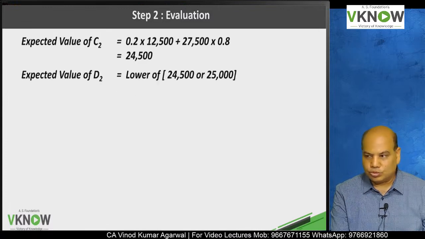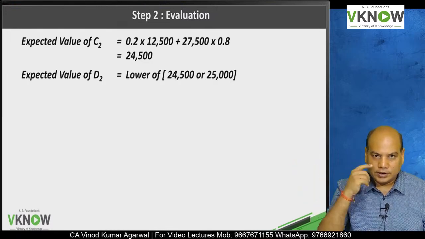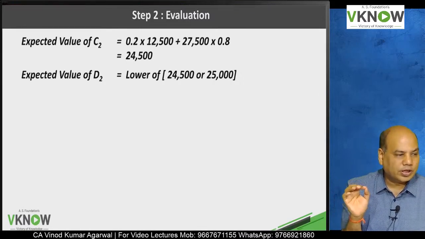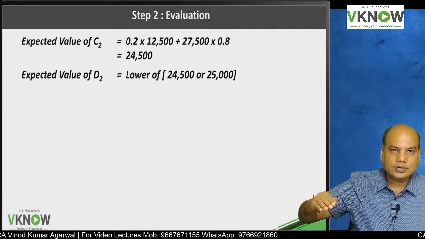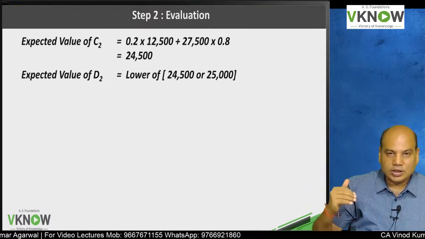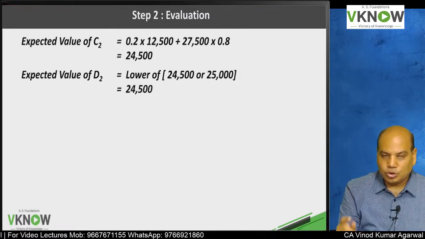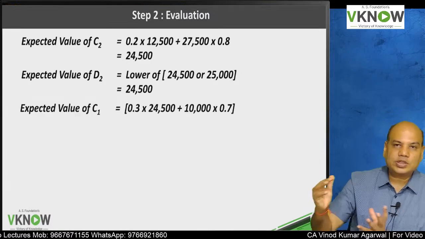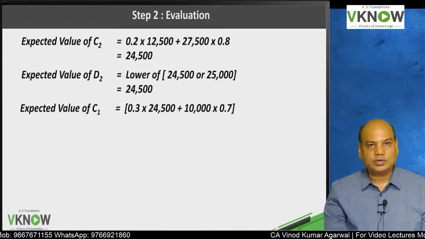Before that we have D2. We are moving from right to left, so the previous box is D2. D2 is a decision node. Objective is cost minimization, lower of the two. There are two branches. One is giving you a value of 24,500 and the other branch is giving you a value of 25,000. So you will choose lower of the two. Why lower? Cost minimization. D2 is emerging from C1.